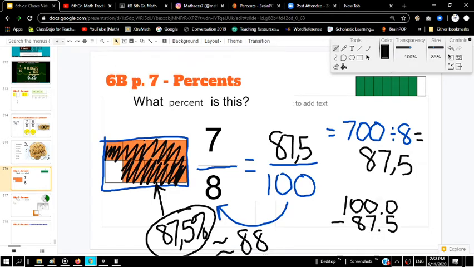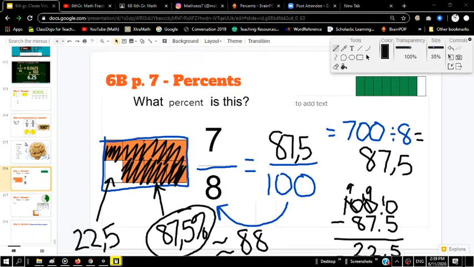Okay, 100.0 minus 87.5, 9. We're going to go back over here. 9, 5. 9 minus 7 is 2. And 9 minus 8 is 2. So 22.5% is the amount that we're missing right here. 22.5. Let me check that on the calculator just to make sure.